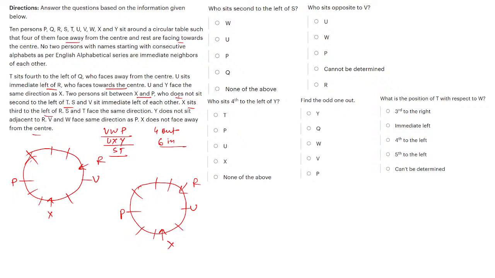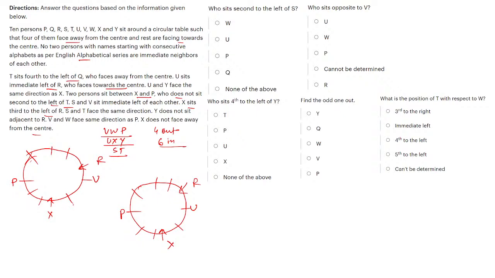Now, P who does not sit second to left of T, right. And one more thing, that they are sitting not maintaining the consecutive alphabetical order, right. So T can't come here, T can't come here, right. And S and T face same direction. T sits 4 to left of Q. Okay, try to employ this condition here. So if we take T can't come here, right.